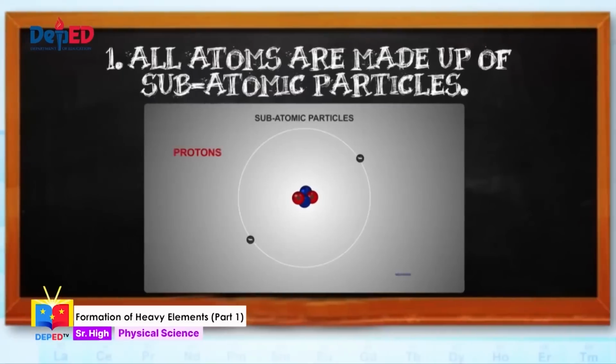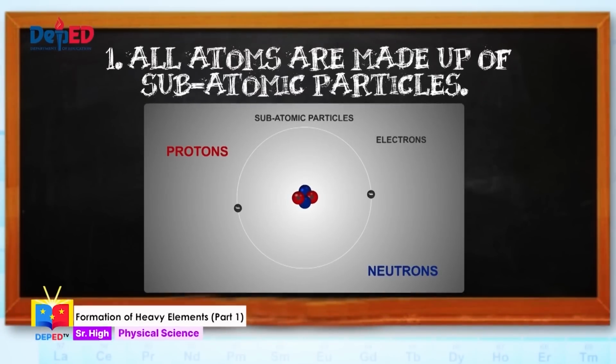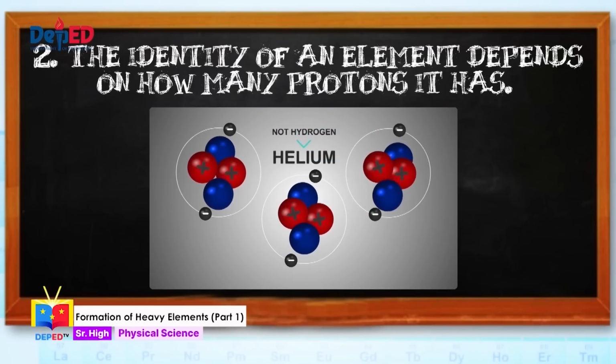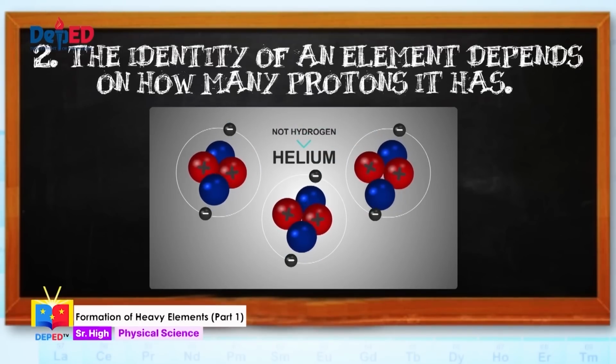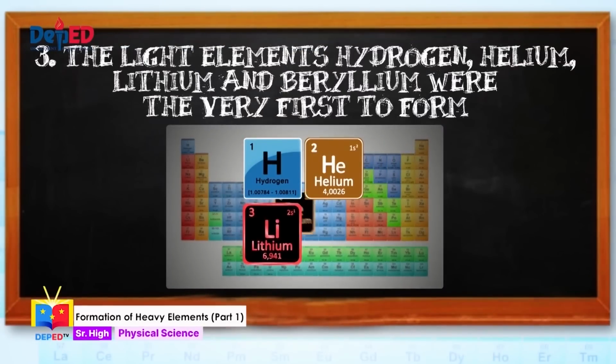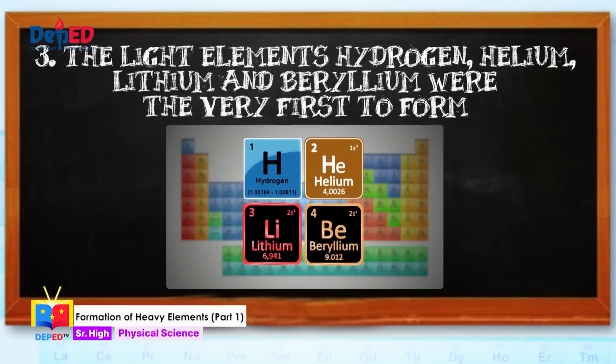These are: Number 1. All atoms are made up of subatomic particles called protons, neutrons, and electrons. Number 2. The identity of an element depends on how many protons it has. Just look at the total number of protons that an atom has and you will know what type of element it is. Number 3. The light elements hydrogen, helium, lithium, and beryllium were the very first atoms to form.